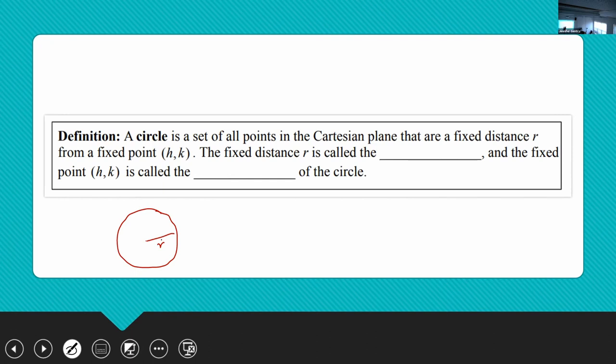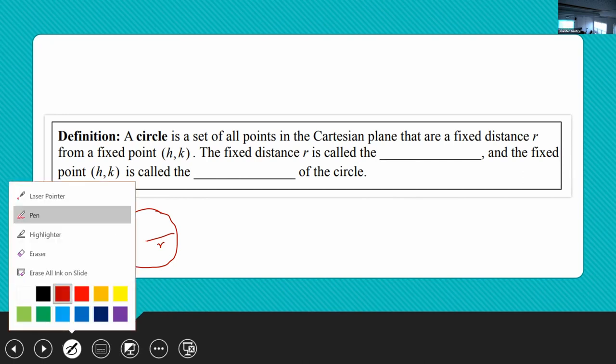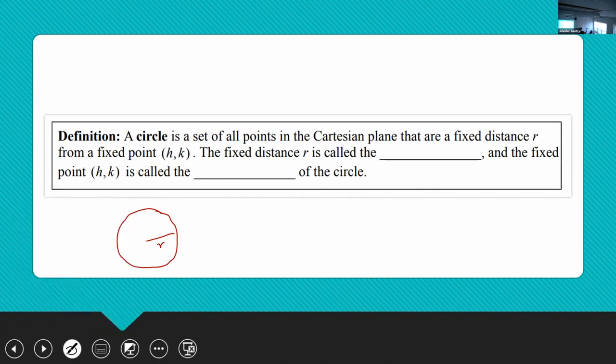Just kidding. So the fixed distance R, what do we call that? What is the word for it? We give it a word that starts with the letter R. Radius. Perfect, you got it. What is that fixed point called? Could call it a vertex. What else could you call it? No, that one's not right. The word starts with C. Center. Yes. Look at Henry being smart.